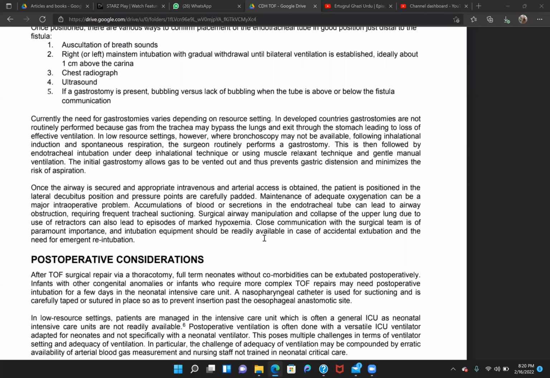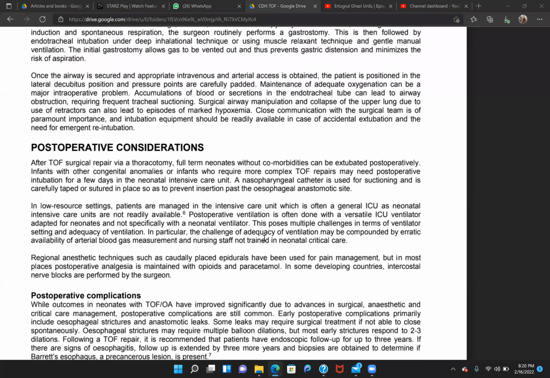Anything else in this case? There will be post-op monitoring. What about the gastrostomy? Should we do it before, or what is the role of gastrostomy, sir? Is it your decision?